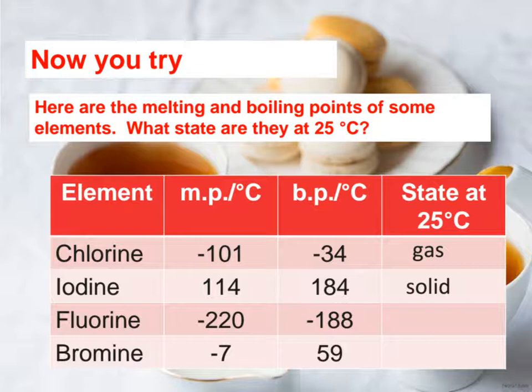Concerning fluorine, fluorine will boil at minus 188 degrees Celsius. So 25 degrees Celsius is more than the boiling point, and then fluorine got enough energy to boil and turn into gas at 25 degrees Celsius. So at this temperature, 25 degrees Celsius, fluorine will exist as a gas.